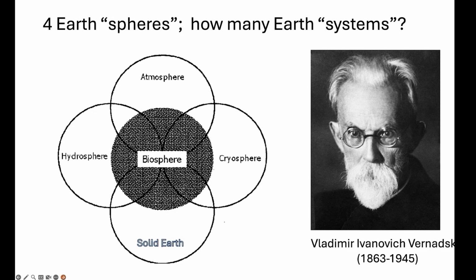So if we talk about these spheres, we can recognize, okay, atmosphere, that's gas, hydrosphere, that's water, solid Earth. But it's not clear that the spheres and the Earth systems map entirely on each other. It's not clear, at least to me, that one of these spheres is one of these Earth systems.